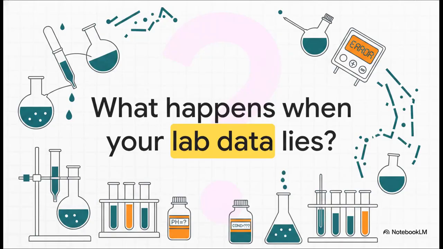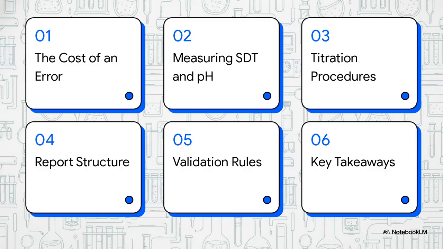So, I want you to really think about this for a second. What happens to your facility when your lab data lies? If the numbers you write down are mathematically impossible, how on earth can we trust the health of the cooling system we're supposed to be protecting? Spoiler alert, we can't. So here's how we are breaking down the anatomy of a perfect report today.